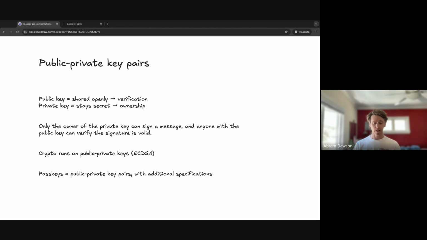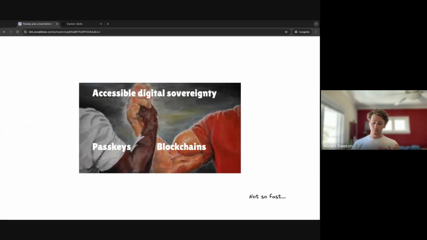And crypto runs entirely on public-private key pairs. It's not just Ethereum, it's Bitcoin, it's all of crypto really, right? That is cryptography in many ways. Passkeys are public-private key pairs. They have some additional specifications, which we can talk about, but that's really important because when we think about what a seed phrase is, it's largely the same thing, right? And so we're thinking, hey, is accessible digital sovereignty here? Can we find that when we combine passkeys and blockchains?